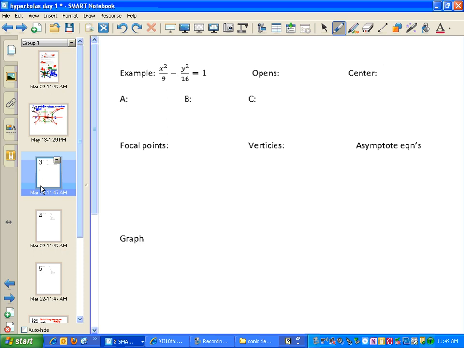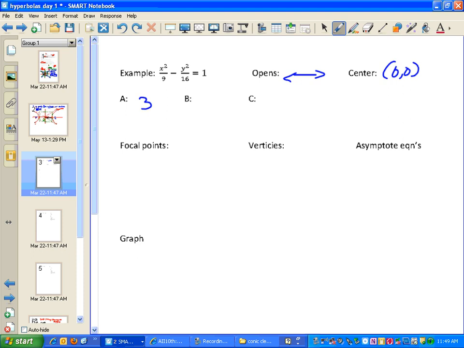All right, look at the next one. How does this open? Side to side. What's my center? 0, 0. Which term is positive? Okay, what's my a? 3. We get it right this time.